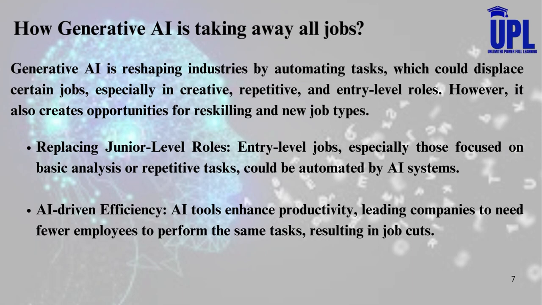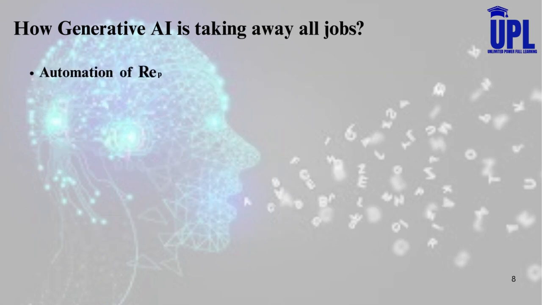How generative AI is taking away all jobs. Generative AI is reshaping industries by automating tasks which could displace certain jobs, especially in creative, repetitive, and entry-level roles. However, it also creates opportunities for reskilling and new job types. Replacing junior-level roles: entry-level jobs, especially those focused on basic analysis or repetitive tasks, could be automated by AI systems. AI-driven efficiency: AI tools enhance productivity, leading companies to need fewer employees to perform the same tasks, resulting in job cuts.